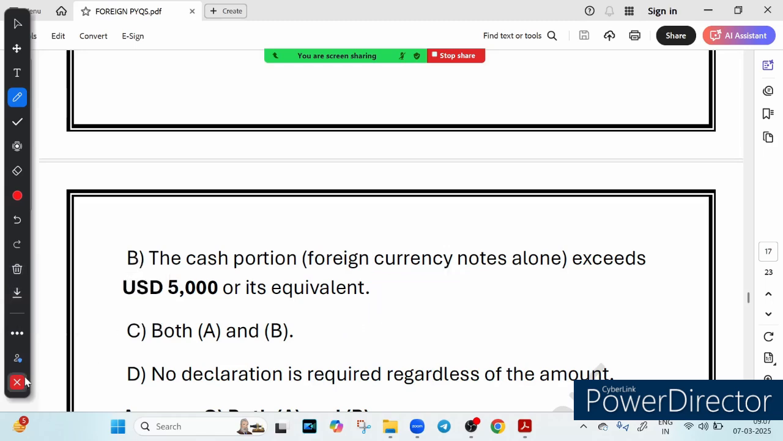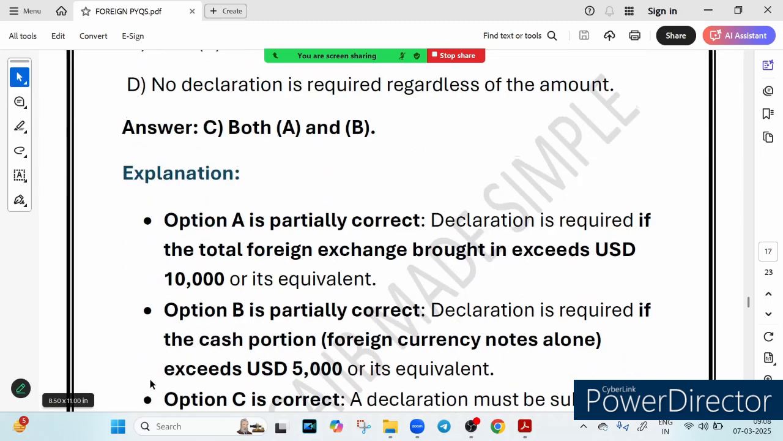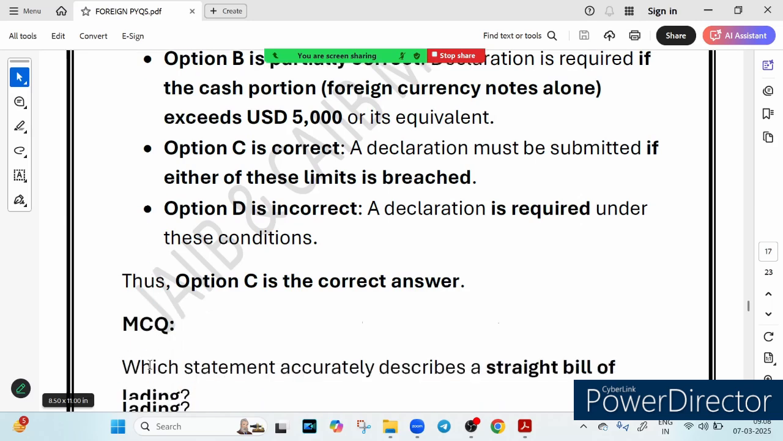Option D is wrong. It says no declaration is required. No, this is incorrect. So what are the key points you must keep in mind? If the total foreign exchange exceeds $10,000 or its equivalent, you must declare it. And if the cash portion alone exceeds $5,000 or its equivalent, you must declare it. And always submit a currency declaration form if either of these limits is breached, right?